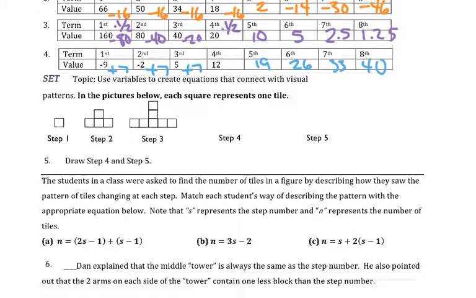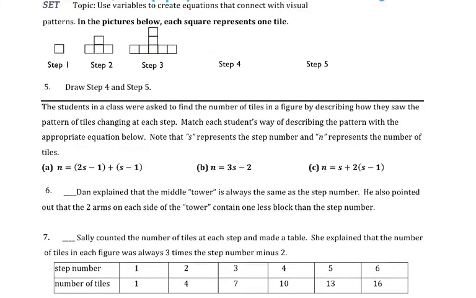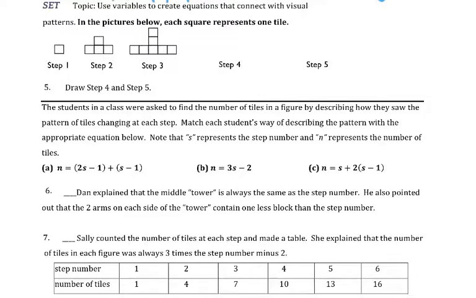Alright, now let's take a look at these patterns, okay? In the pictures below, each square represents one tile. Okay, so step 1, 1 tile, step 2, 4, then 5, 6, 7. Okay, so draw step 4 and 5. So hopefully you can see the pattern is we're basically adding 1 to each piece, right? So the base is 1, then 3, then 5, so this base would be 7.